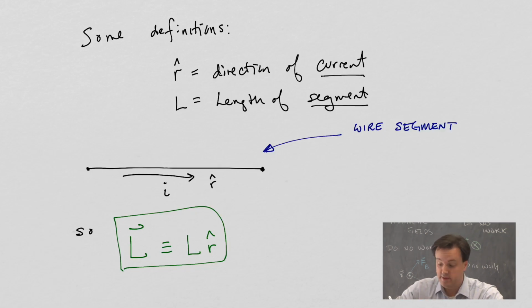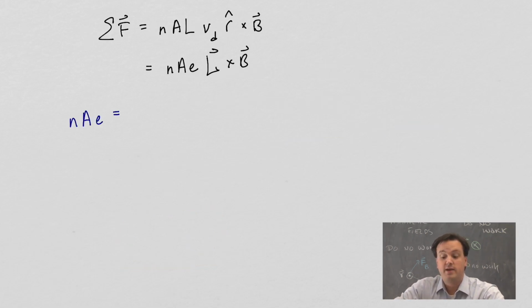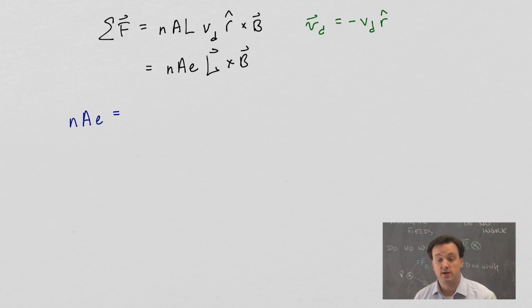Okay, but armed with this definition, and of course the recognition that the drift velocity, right? Oh, I added a minus sign by mistake. The drift velocity is in the opposite direction of r hat. By replacing the drift velocity with the magnitude of the drift velocity times r hat, that also gets rid of that minus sign. Let me make a note of it over here. I said that the drift velocity is equal to minus the magnitude of the drift velocity times r hat, because of course the electrons are moving in the opposite direction as the current.